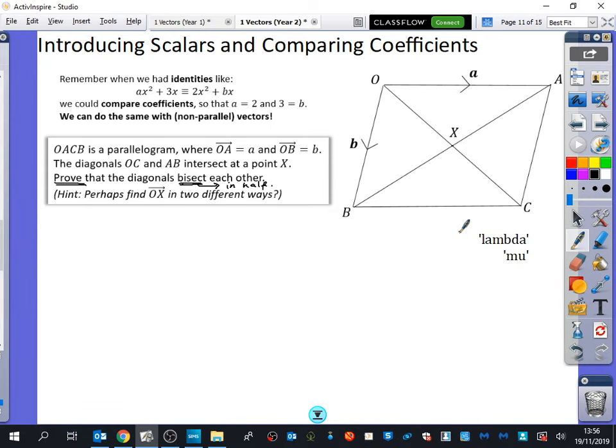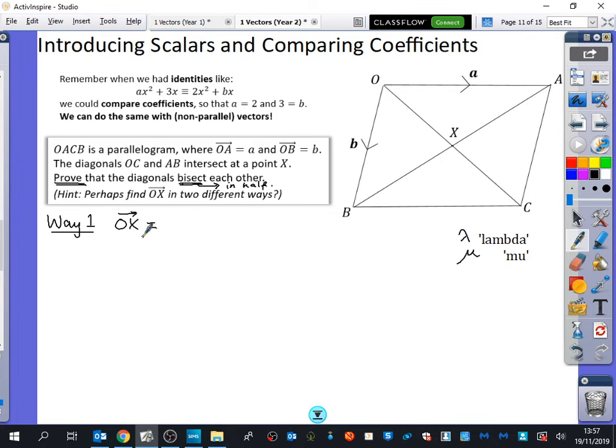Okay, so lambda is the Greek letter that looks like this, and mu is a Greek letter that looks like a tail to begin with. You go up, and then you draw the letter U. Those are just two constants that I'm going to use here. We're going to try and get to OX in two different ways. Way number 1: describing pathways using this kind of notation.